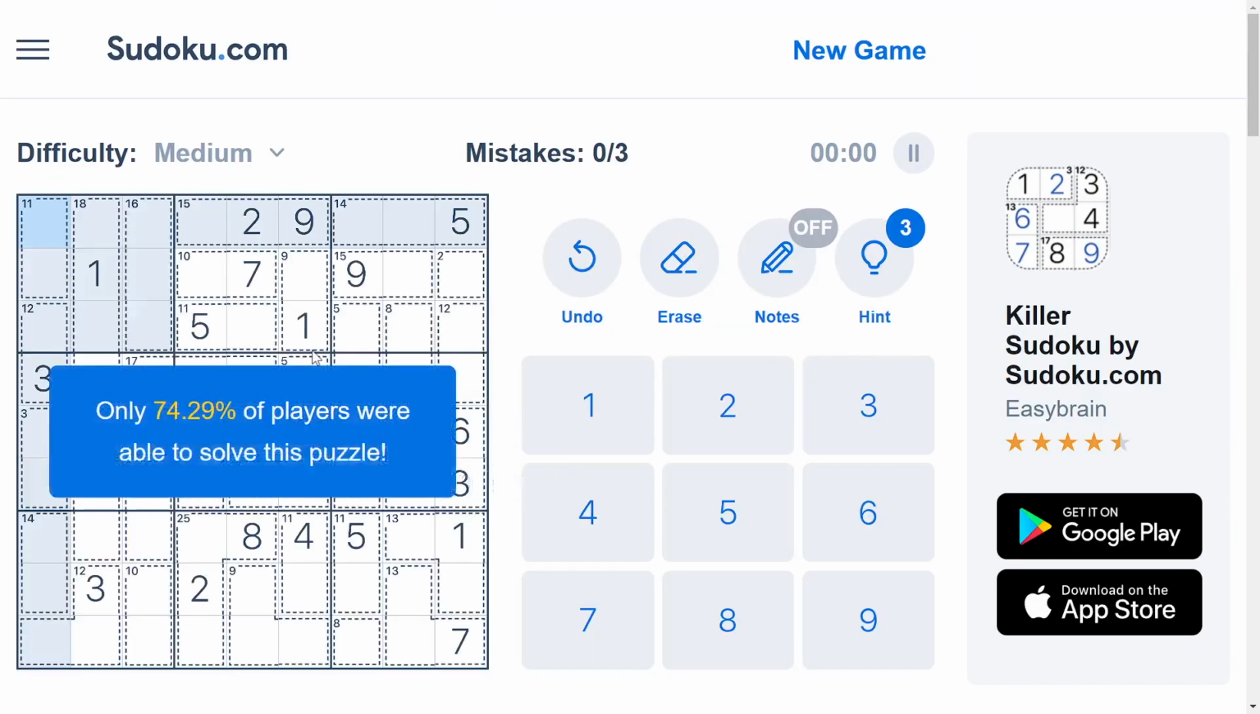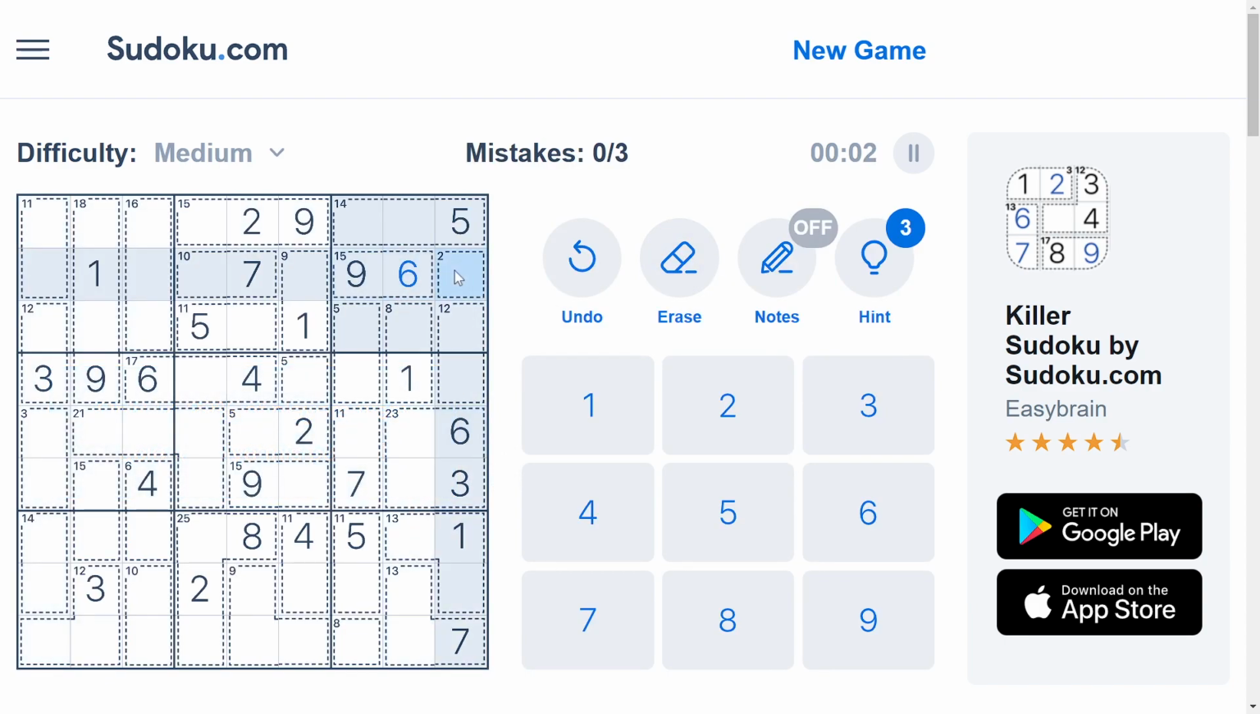Medium. Let's go for 6, 2, 7. What else? 3, 8, 5, 10, 7, 3, 6, 4. We've got some things to start with. 4, 1 or 3, 2 could be in those 5 spaces, and we know that this one can't be a 2, so 3, 2.